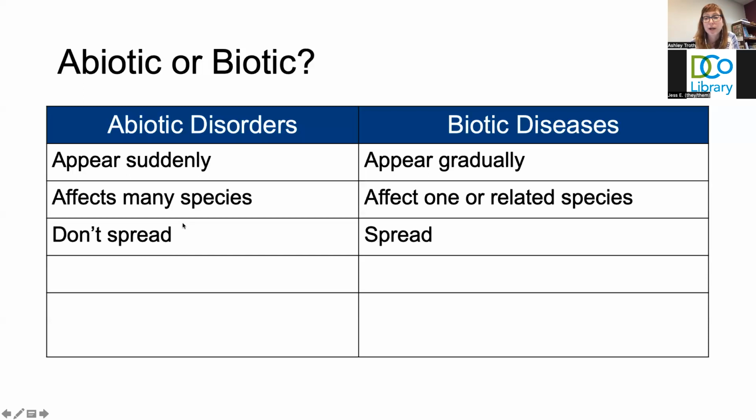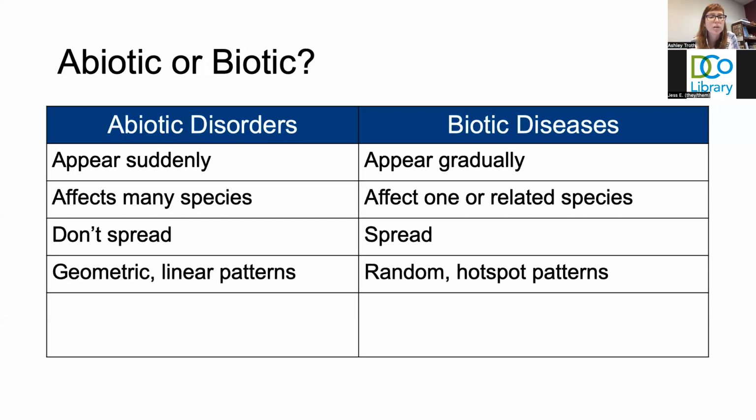Abiotic disorders don't spread, right? So the problem will come in, it will impact, right? That would be something like someone spilling a chemical, spilling salt, a spot being way too hot because of concrete nearby, whatever it might be. It would impact that area, but it wouldn't spread out, whereas a biotic disease would spread.